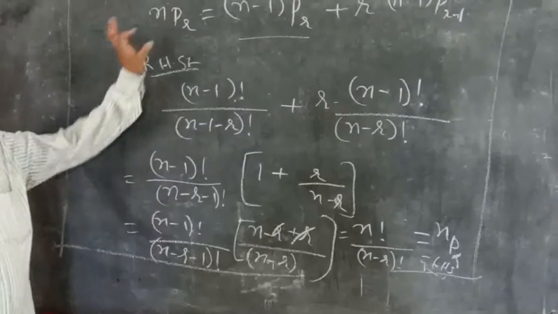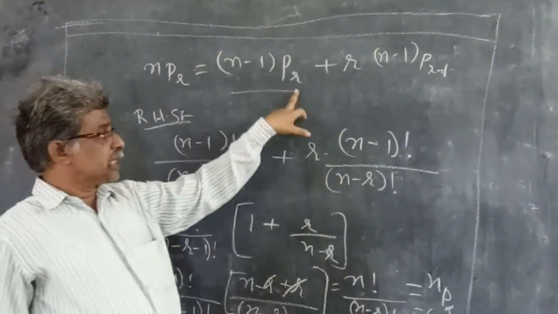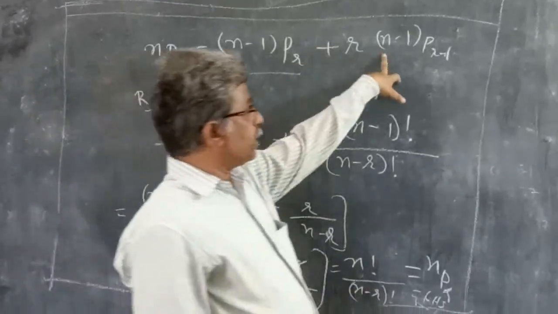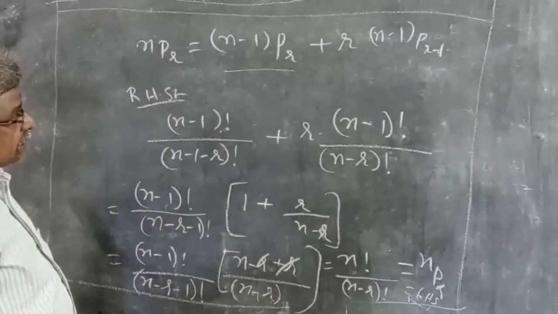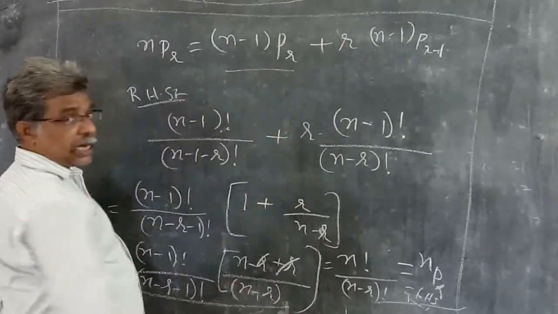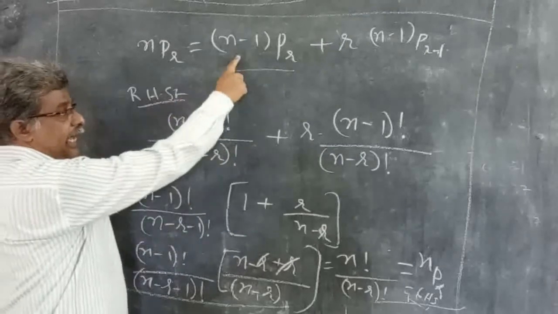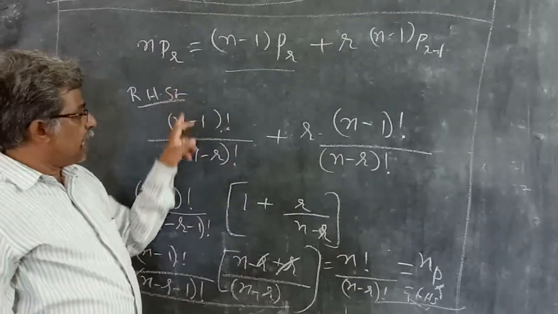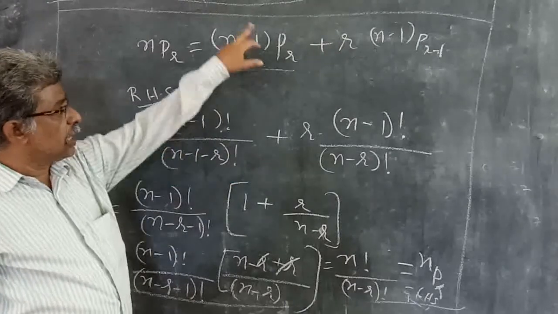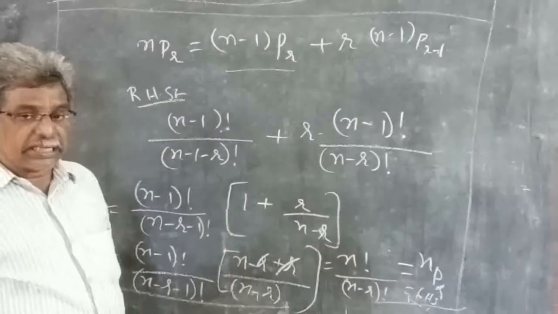I am repeating. See once again. nPr equals (n minus 1)Pr plus r into (n minus 1)P(r minus 1), you have to do. I am taking the RHS. (n minus 1)Pr is (n minus 1) factorial by (n minus 1 minus r) factorial, because nPr is n factorial by (n minus r) factorial. N here is n minus 1. So (n minus 1) factorial by (n minus 1 minus r) factorial.